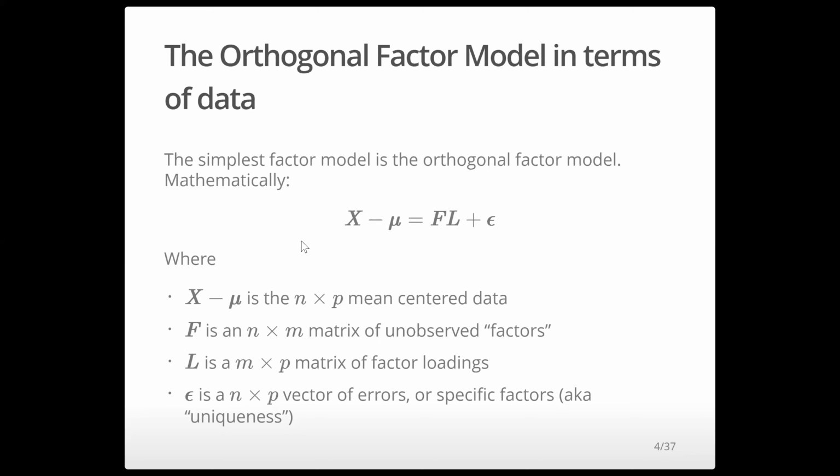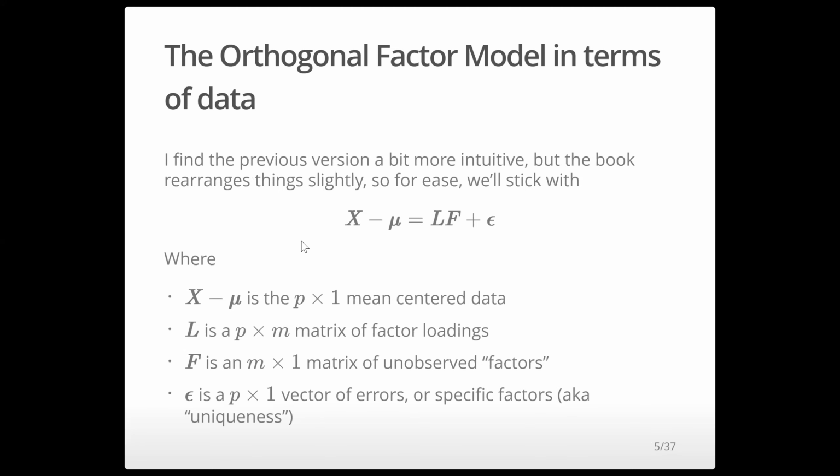And then the leftover information is this epsilon term. Because the factors don't fully recapture the data, they only recapture the correlations in the data, we need to explain the remaining information in each variable that's not captured just by the correlations. And so this is a specific factor, or the uniqueness.